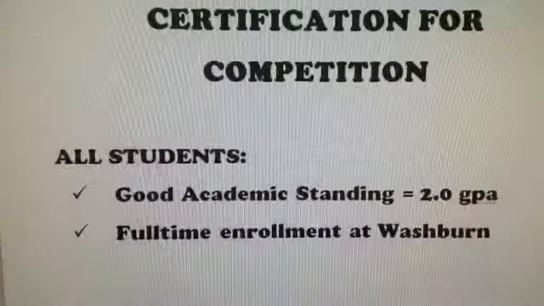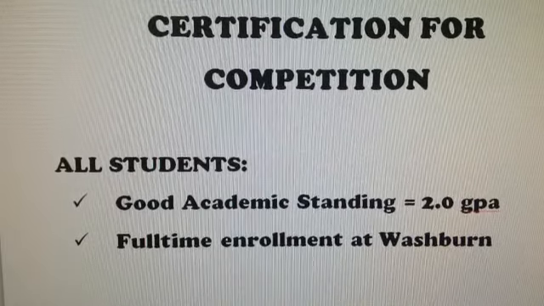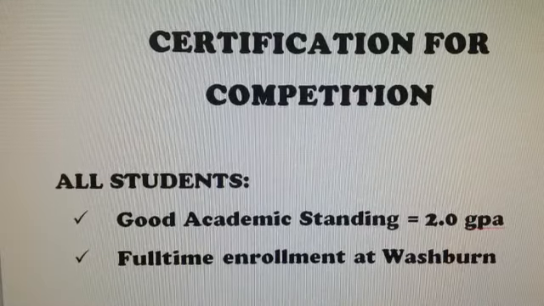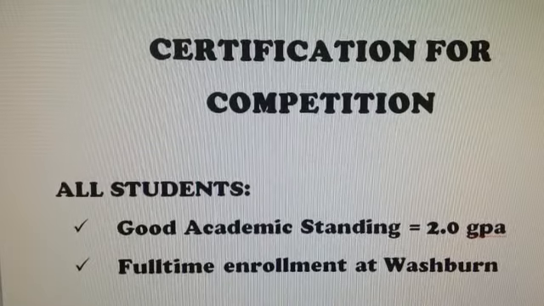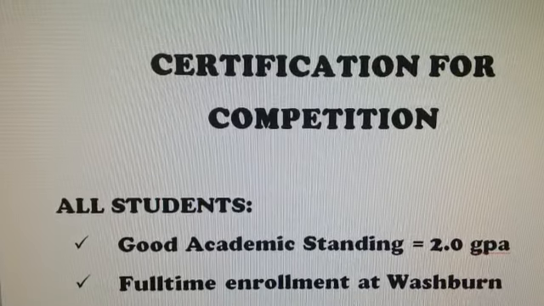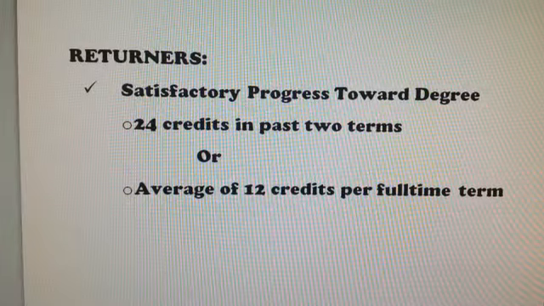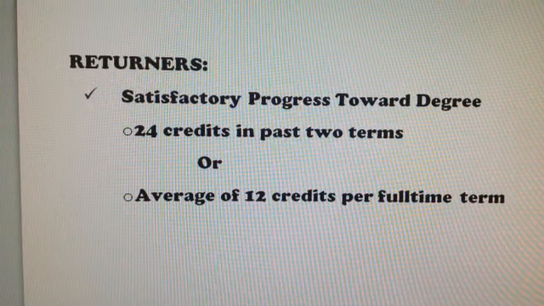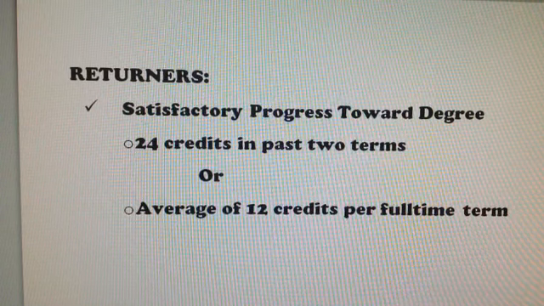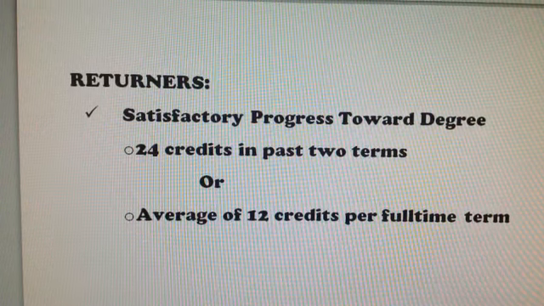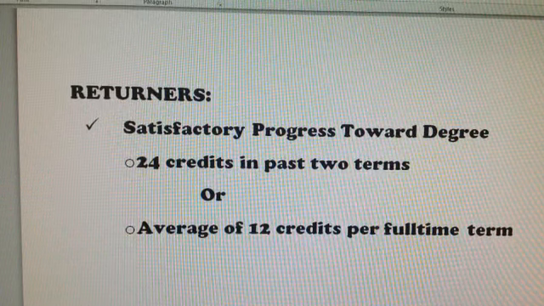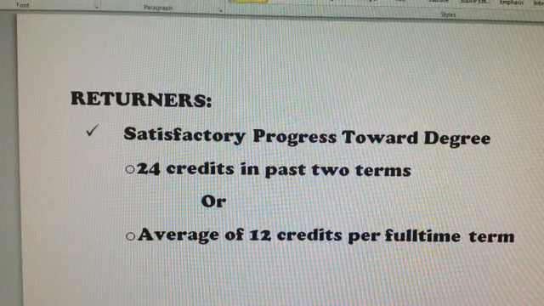To be certified for competition, all student athletes have to be in good academic standing at Washburn, which requires a cumulative grade point average of 2.0 or better. They must also be enrolled full-time at Washburn, which is 12 credit hours. Returning student athletes must have made successful progress toward degree, which generally means having earned 24 credits over the past 2 terms or averaging 12 credits per full-time term attended at Washburn. There are a number of nuances and exceptions to satisfactory progress, so we won't go into those right now.